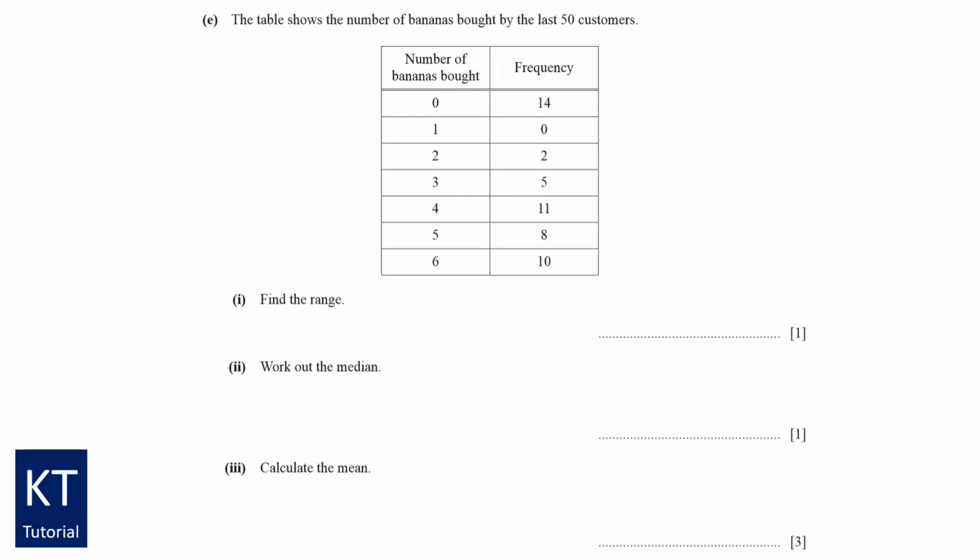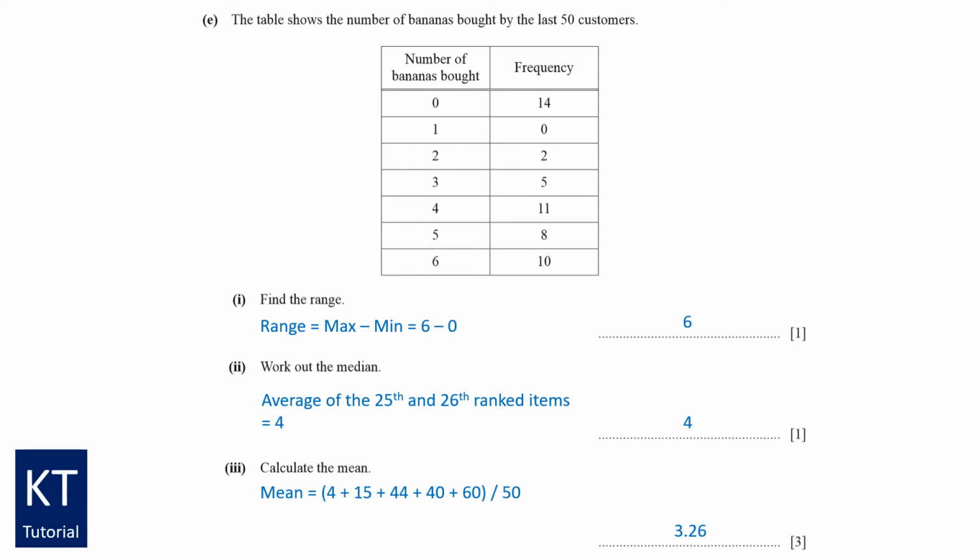Question 3e. The table shows the number of bananas bought by the last 50 customers. Find the range. The range is the difference between its maximum and minimum, and this comes to 6. Next, work out the median. The median is the average of the 25th and 26th ranked item. This is 4. Next, calculate the mean. The mean is the sum of product for each of the rows on the table, then being divided by 50. This comes to 3.26.